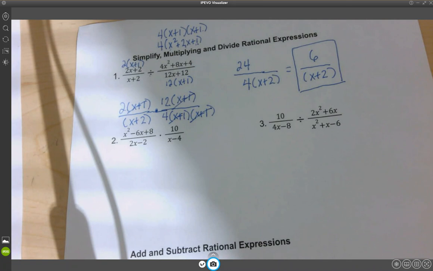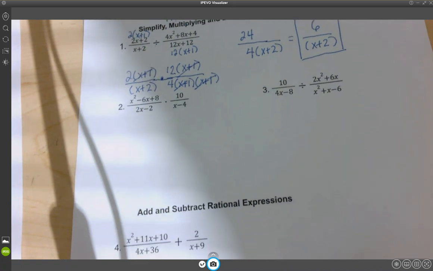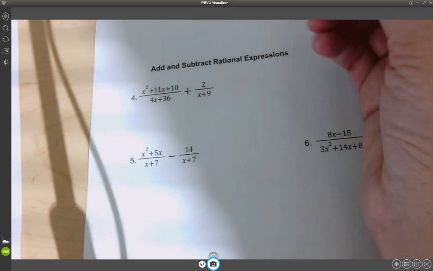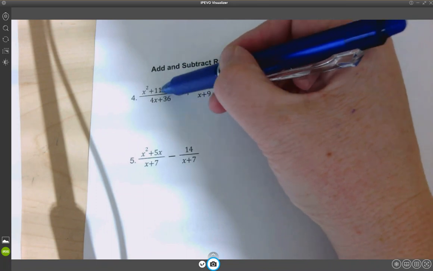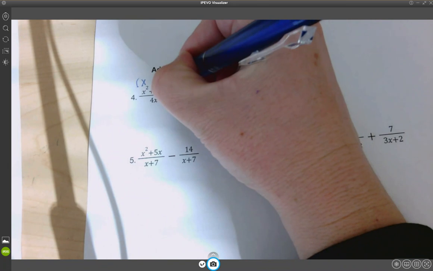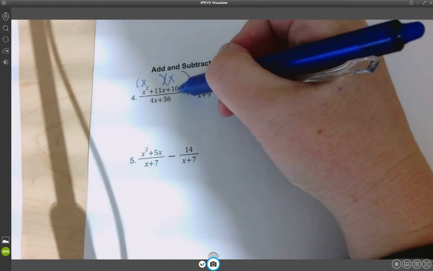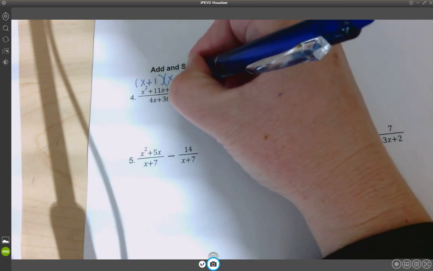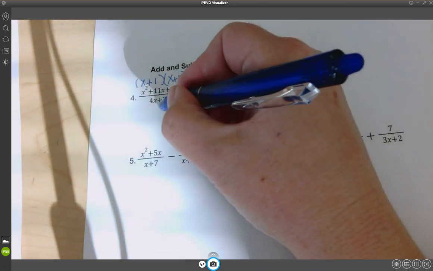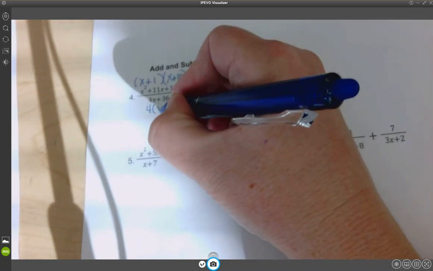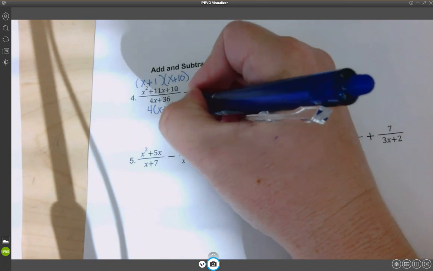All right, so you'll try the multiplication and division problems, and then we've got one more to do down here, and then you've got the rest to do. So I'm going to do this last one as an example. I'm going to find numbers that multiply to 10 and add to 11. So 1 times 10 is 10, and 1 plus 10 is 11. And then I need numbers to factor out here. 4 times x plus 9.